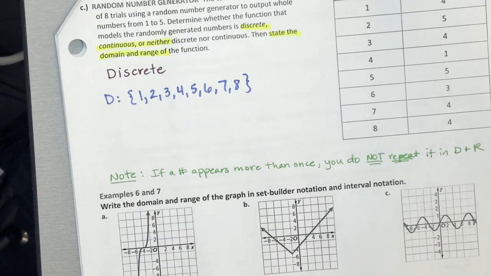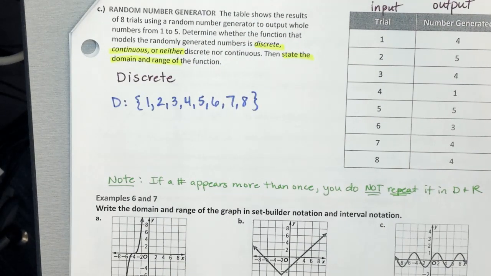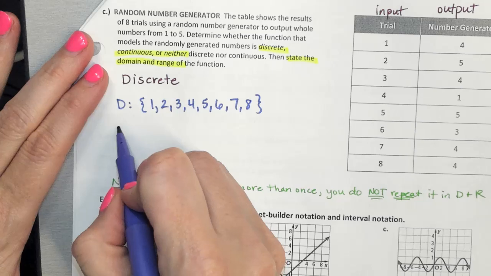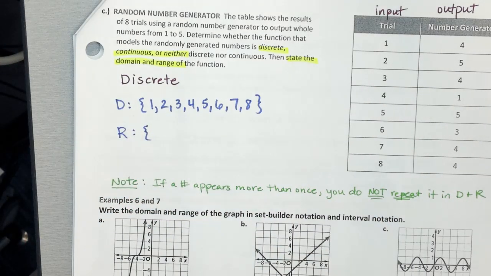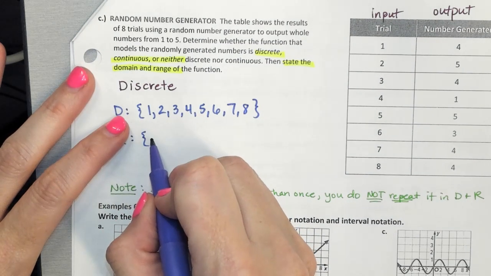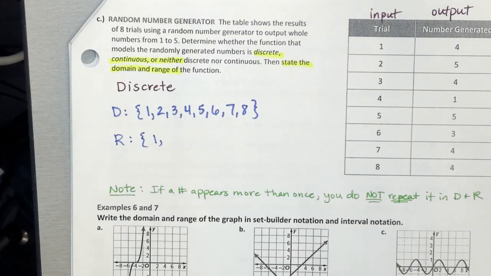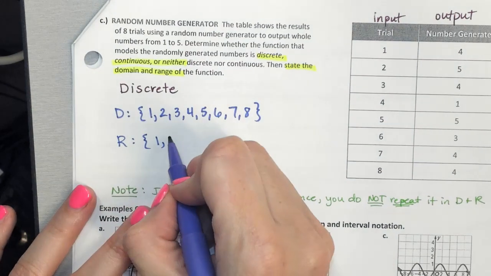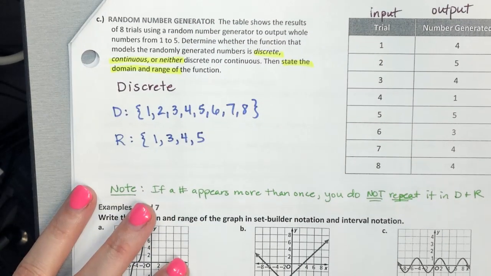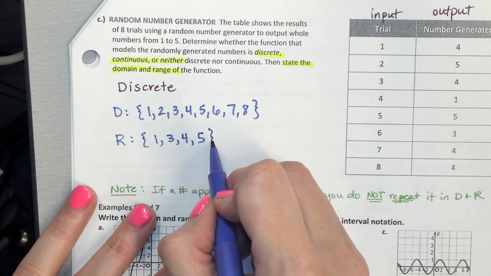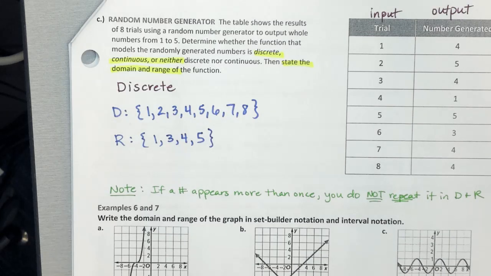Okay, so I just wrote a little note. If a number appears more than once, you do not have to repeat it in the domain and range. Once it's part of the domain and range, it's already in there, which is going to be helpful because a lot of those numbers do get repeated. So what's the lowest number we have? 1, yep. And then there's no 2, and then it goes to 3, and then you have 4, and then 5. Is there anything higher than that? Nope, so it's just 1, 3, 4, and 5.